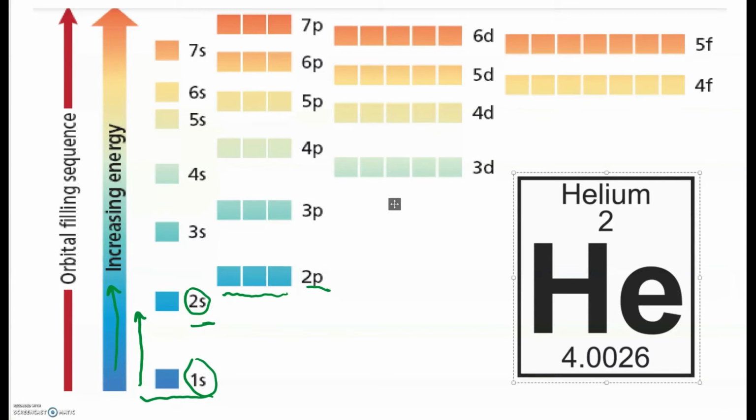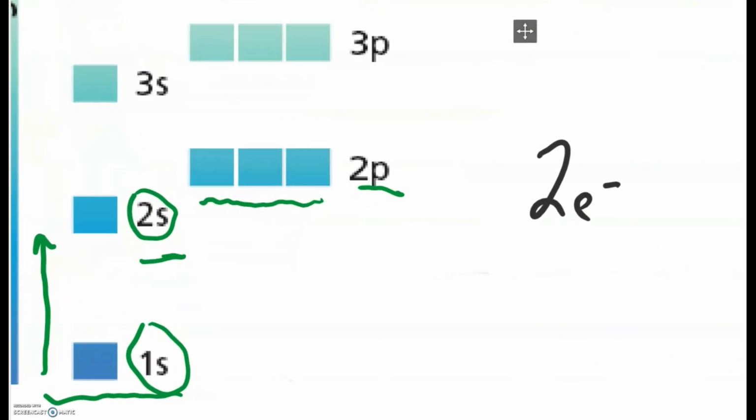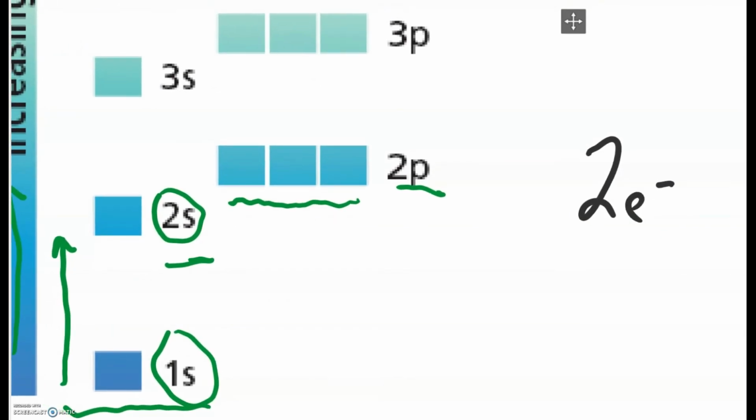Alright, here we see helium. It has an atomic number of 2. And what this means is that it has a total of 2 electrons we have to keep in mind as we're filling. So I'm going to zoom in a bit. So we're going to follow the Aufbau principle, which says you have to fill the lowest energy orbitals first.